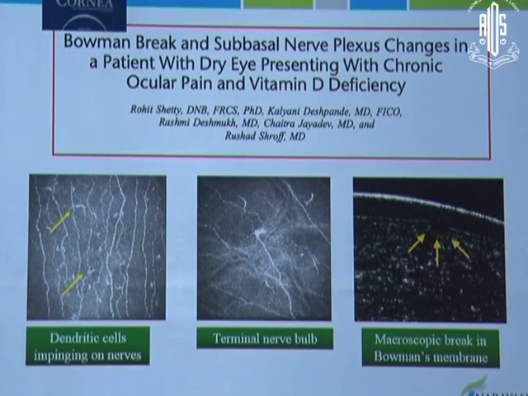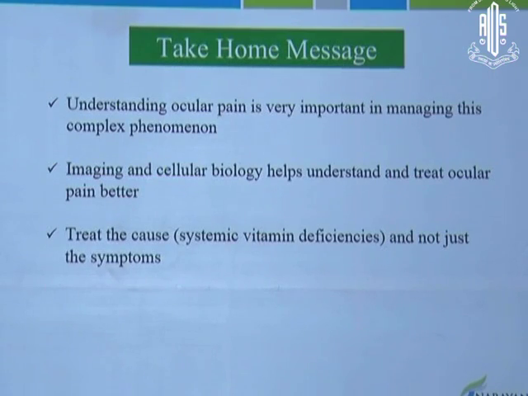Yes, sir. So the hypothesis is that the tear film inflammation permeates into the stroma through these breaks and invites dendritic cells, which increases the inflammation, and the release of stromal proteolytic enzymes increases the breaks and propagates the vicious cycle. So the take-home message here is that understanding ocular pain is very important in managing this complex phenomenon of pain without stain.